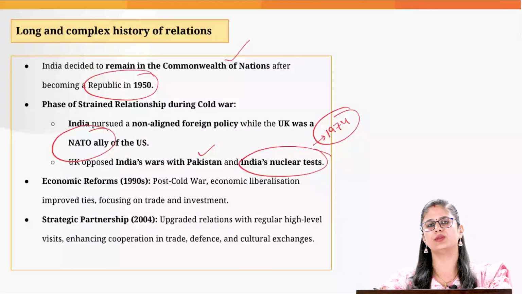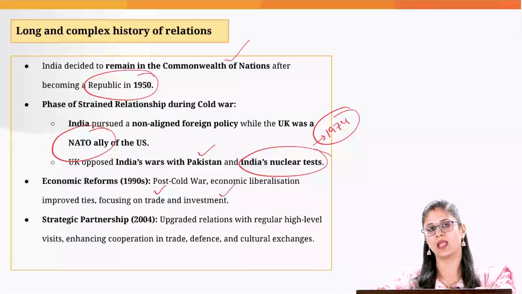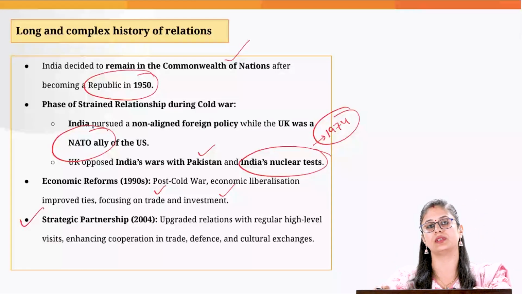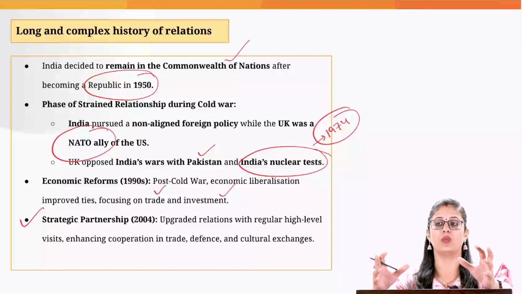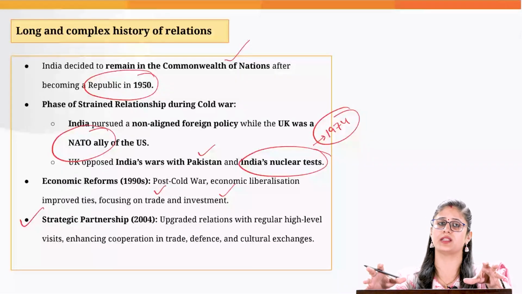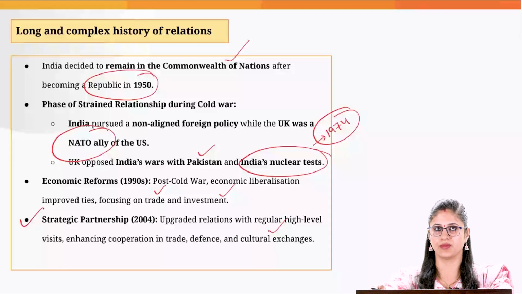But after India introduced LPG reforms in the 1990s, we have witnessed an improvement in the relations between the two countries. The two countries started focusing upon trade and investment, and they upgraded their relation to a strategic partnership in 2004. What do we mean by strategic partnership? The two countries are outlining that they are going to maintain a strong long-term relation to achieve some mutual strategic goals, and they would be cooperating in different sectors like defense, technology, climate change, cultural exchange, etc. So we witness an improvement in the relation between the two countries.